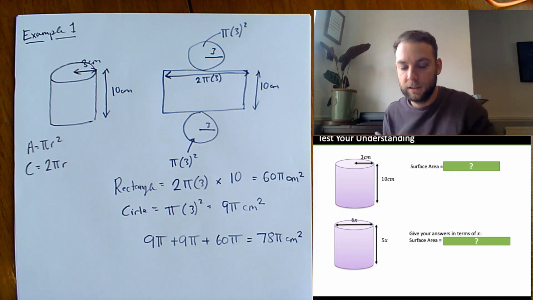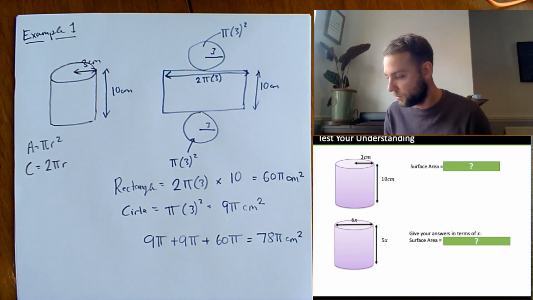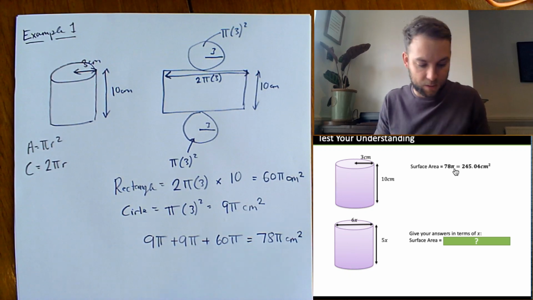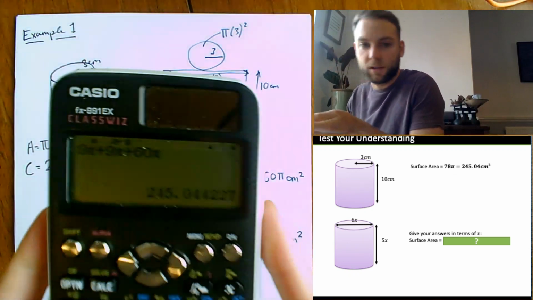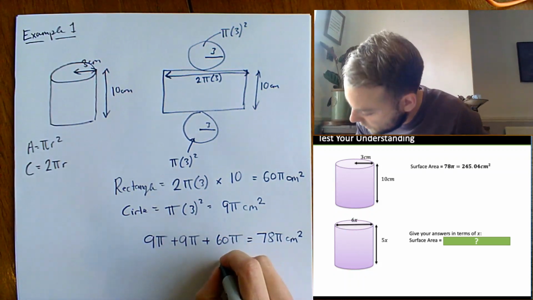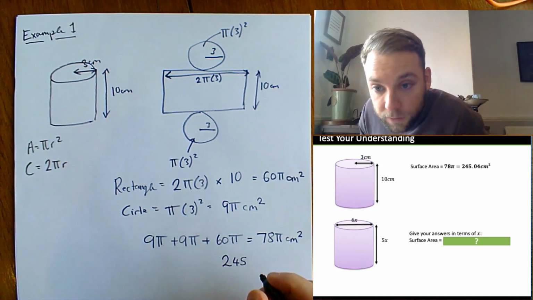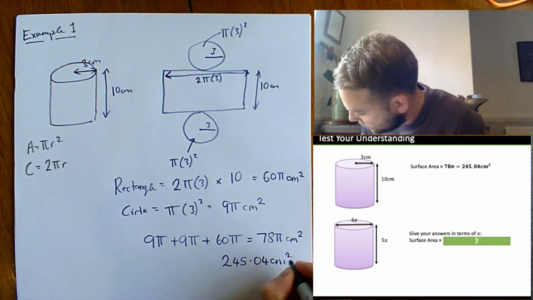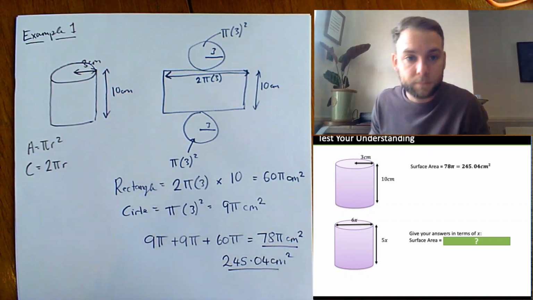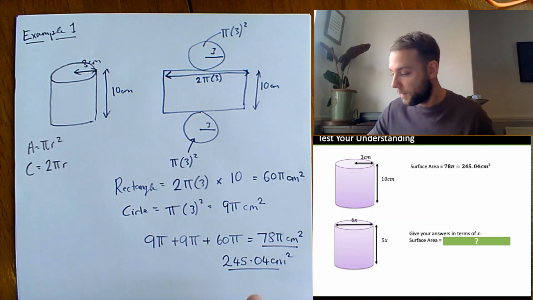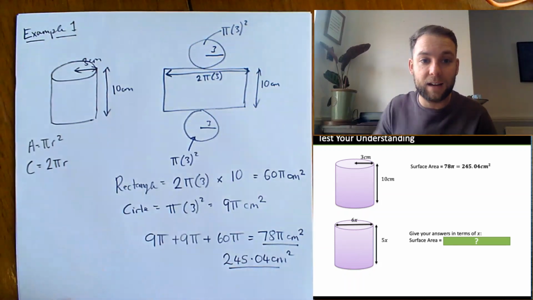Okay, so that's our first one done there. Let's just check that. 78 pi, they've rounded it. We can round that if you want. So there, 245.04 centimetres squared, like so. Brilliant. So, this question is done. Make sure this is down in your notes.